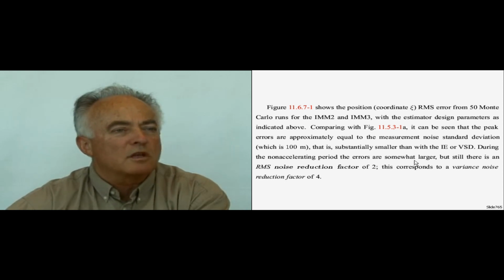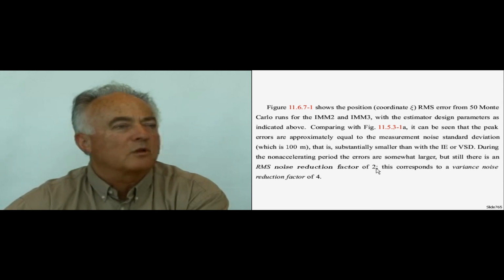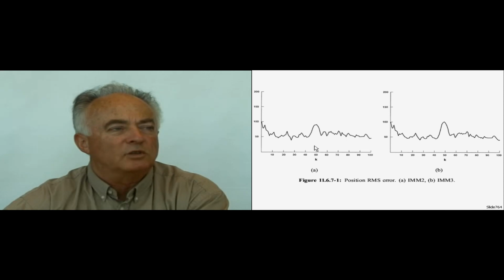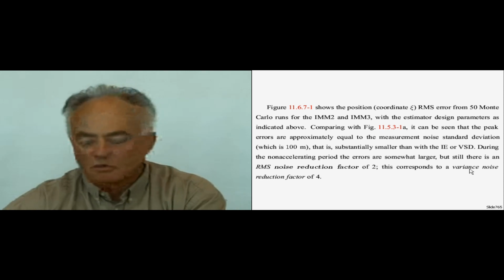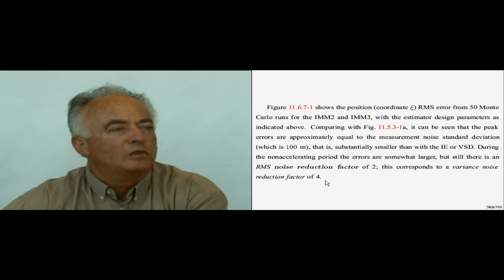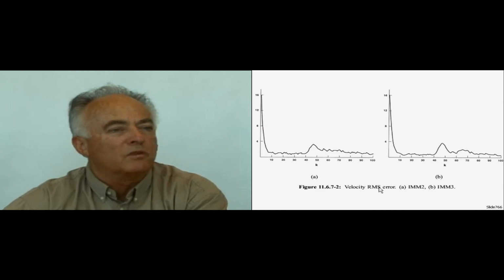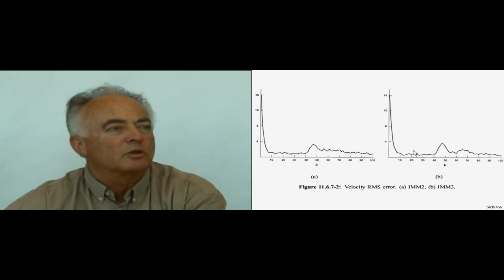What we have here is the non-accelerating or quiescent period. The errors are somewhat larger, but we have an RMS noise reduction factor of 2. Because what we have is, this is in a coordinate, RMS is around from 100 meter measurement noise standard deviation in each coordinate. This was assuming position measurements directly in X and Y. It's down to about 50, so that's an RMS factor of 2, a mean square reduction factor of 4, which is pretty good. So the variance noise reduction of 4. For velocity, again, they were fairly close, not much of a difference between the 2.